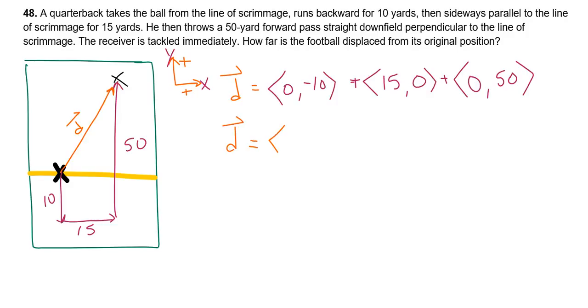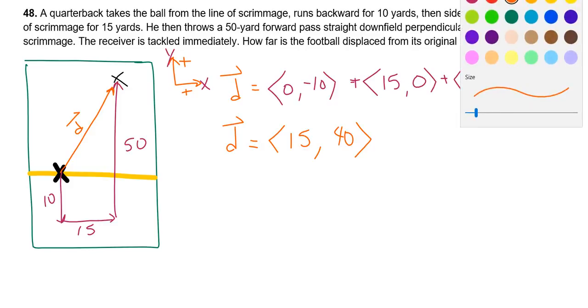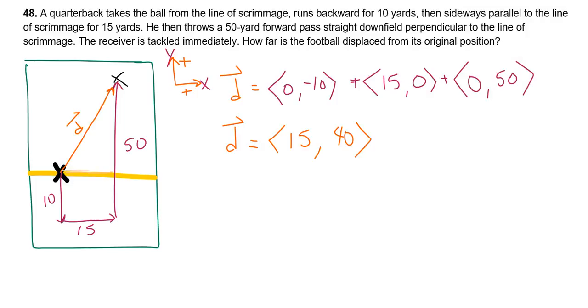After all this, all we get is that D moved, right? The ball, in the end, it moved 15 in the x, because 0 plus 15 plus 0 is 15, and it moved negative 10 plus 0 plus 50, or 40 yards in the y direction. So this vector D here has a horizontal component of 15 and a vertical component of 40, which is roughly reflected by how we drew our picture, so that's good.